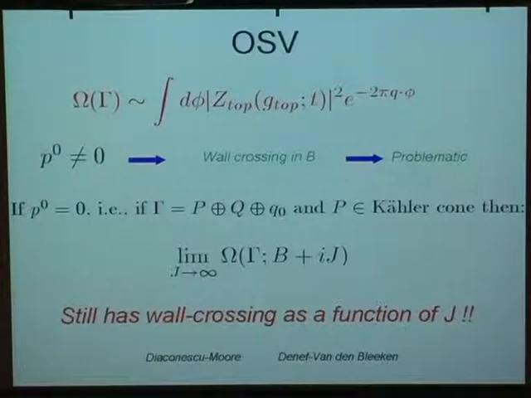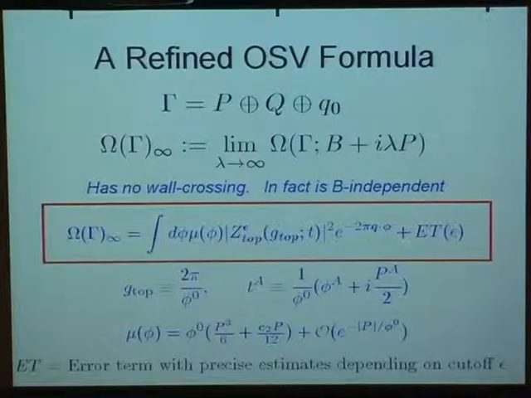So now we're thinking that our charge gamma here is a D4, D2, D0 brane charge. Moreover, we'll take P in the Kähler cone, and we'll study this kind of limit. Well, a big surprise of only the last month or so is that this still has wall crossing. It depends on the direction in which you go out to infinity. But fortunately, our charge, gamma, actually chooses a direction in the Kähler cone. So now if we go out to infinity along P, we finally have an index which is well-defined, has no wall crossing, and is B independent. This is the index for which we should try and write an OSV formula.